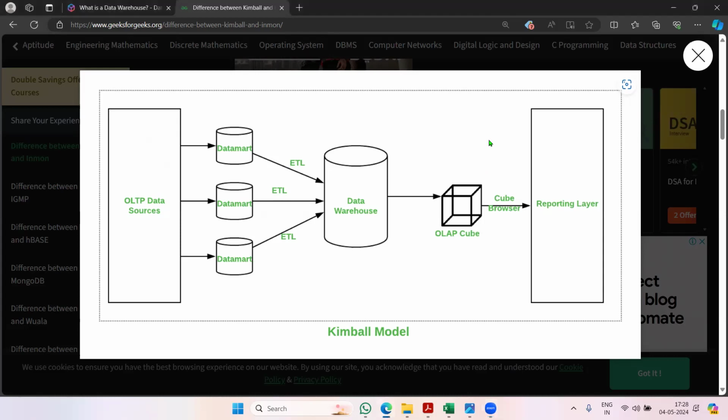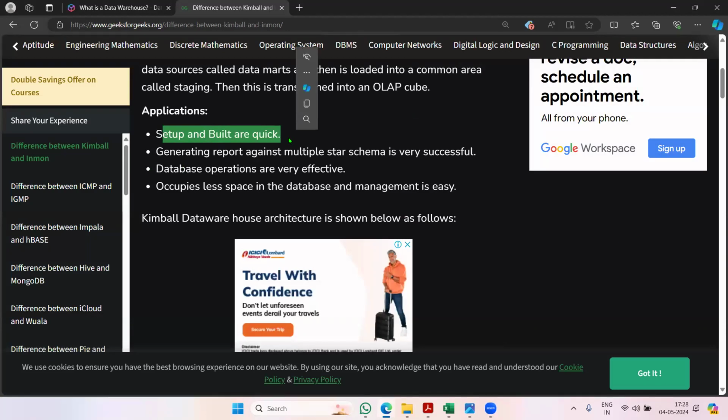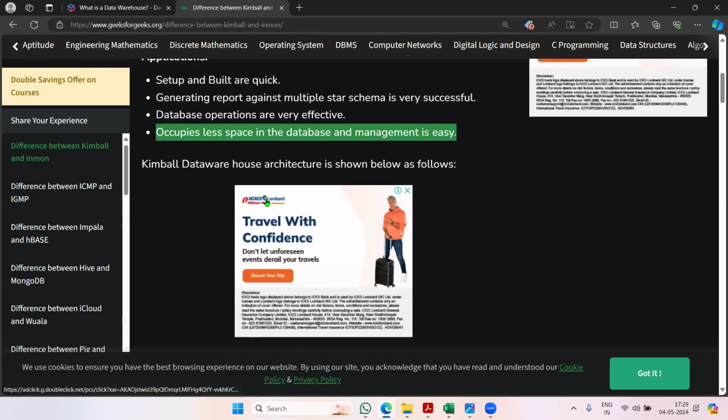What is the benefit of this approach? Setup and build are quick, because we go to one single department, understand the business processing of that department, and start creating. Generating reports against multiple star schemas is very successful, because we have each and every data mart from which we can pull reports. Data operations are very effective, since the marts are lesser in size, occupy less space in the database, and management is easy, right? So this is what Kimball proposed.